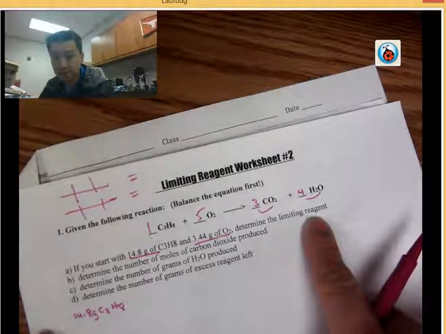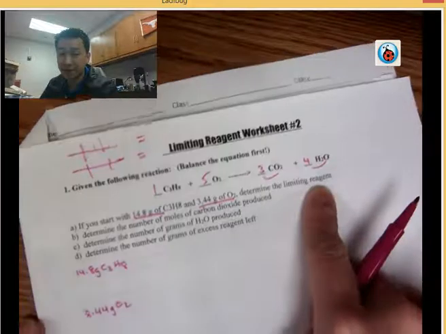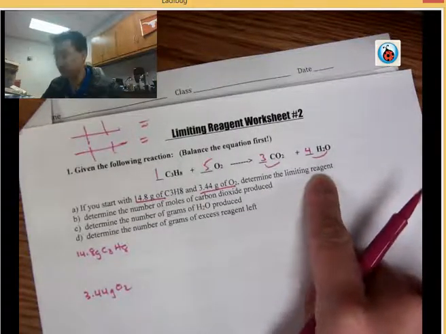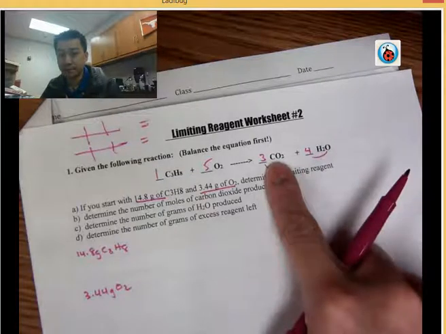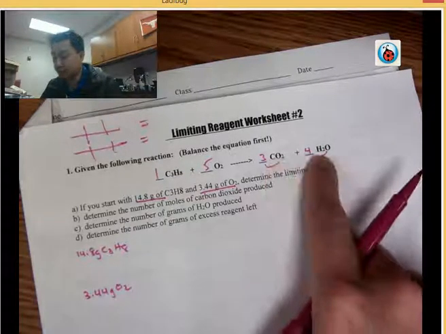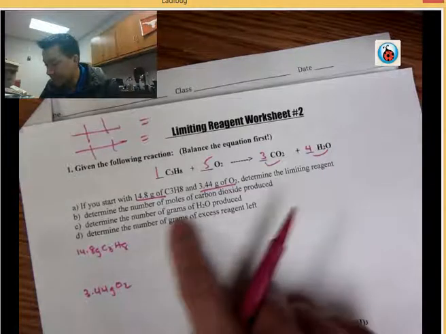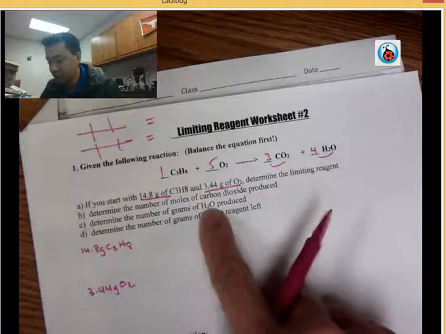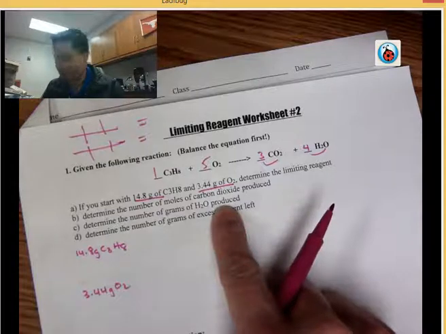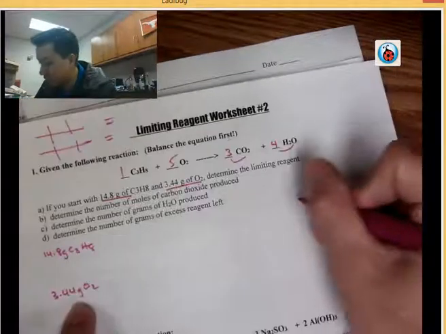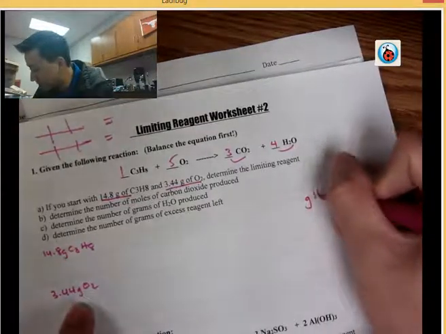Okay, so when it doesn't tell you which one it goes to, just pick one. You can go to CO2 or H2O. But if you look down here, it says how many grams of H2O is produced. Later on in part C, it asks that. So let's just go to grams of H2O. So we both go to grams of H2O. So put that at the end, grams of H2O.